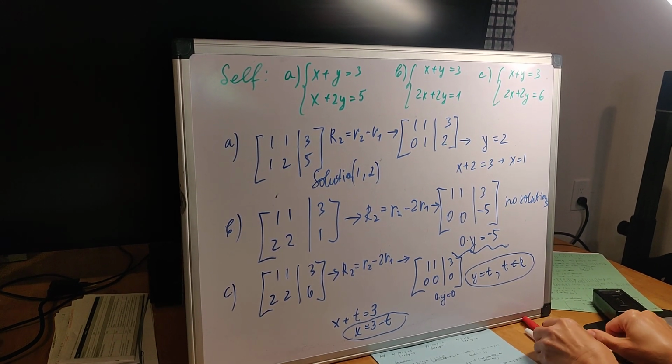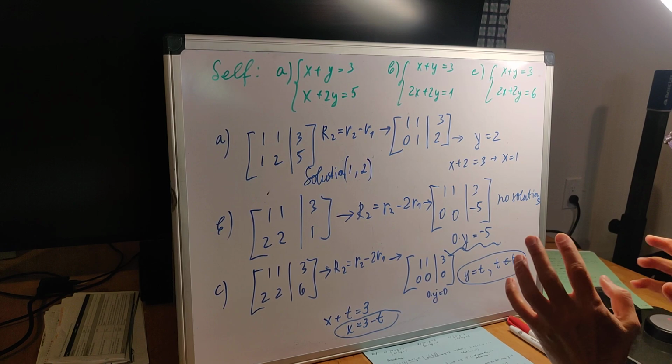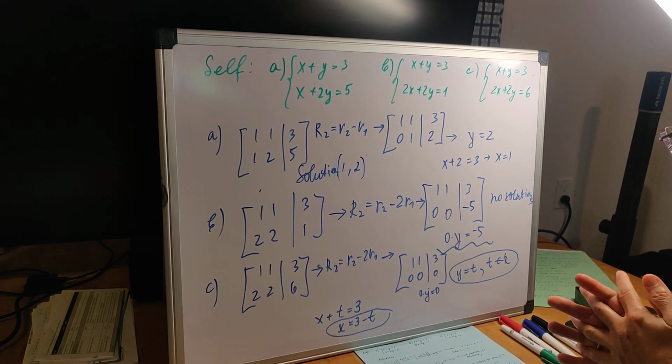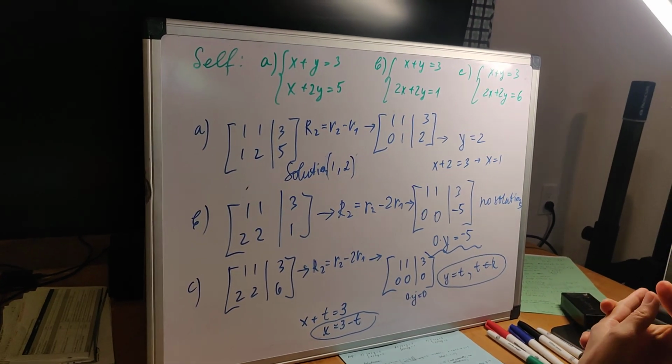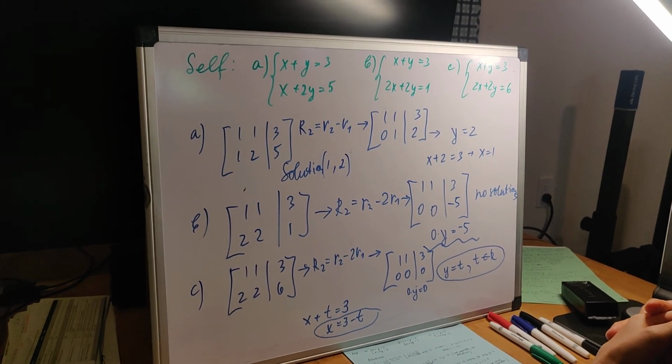Okay, do your homework. I set up a few 3 by 3 matrices. Most of the homework is 2 by 2. Try to use row operations, okay? Okay, that's all. Thank you.